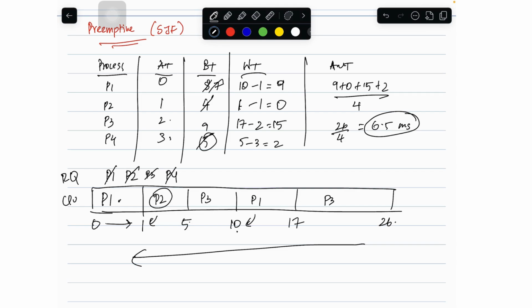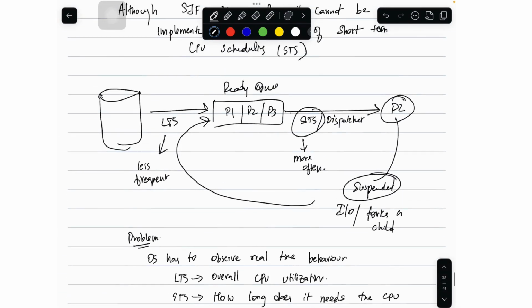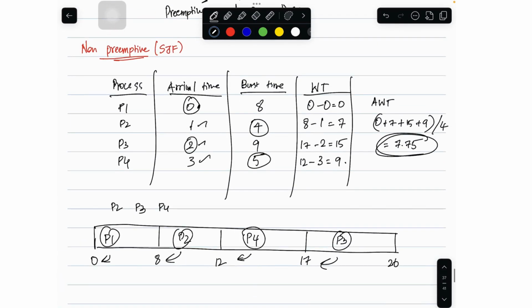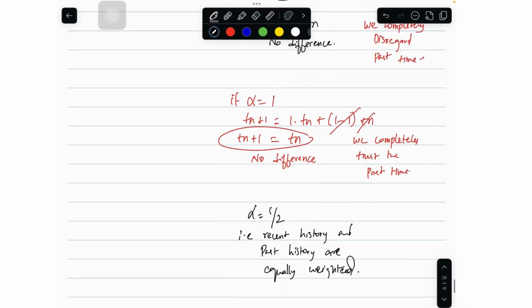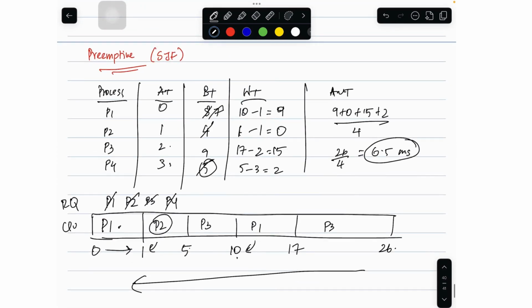Now you can understand that 6.5 milliseconds is lower than 7.75 milliseconds. So this is how preemptive scheduling works. It gives an optimal timing.